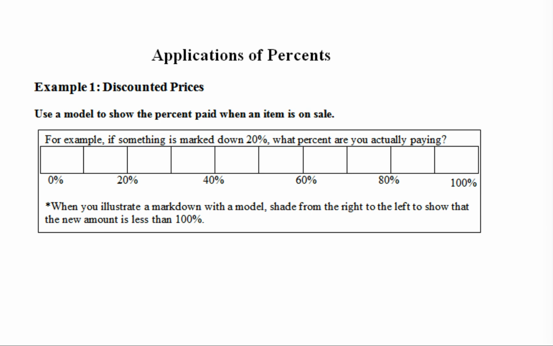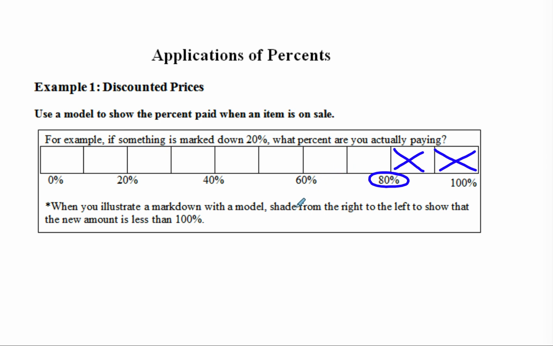So they show us this model of a tape diagram which represents 100%. So we've got our 10 boxes all the way up to 100%. So each one of those boxes is worth 10%. And it's marked down 20%, so it means you're paying 20% or 2 boxes less than the full price. So that means what percent are you actually paying? 80%. So if it's 20% off, then you're paying 80% of the actual price.